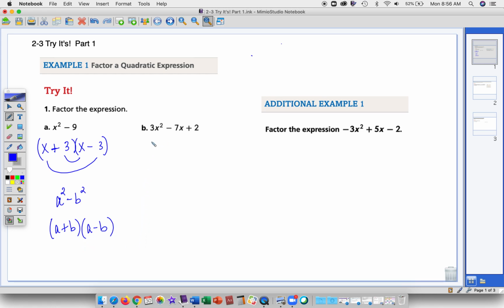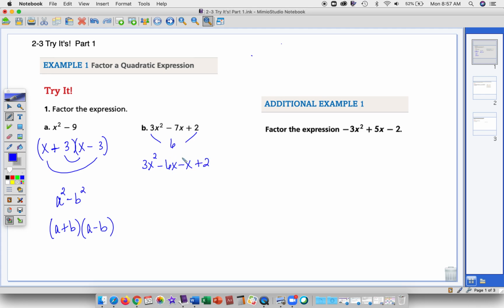Example B. So this is the type where we want to multiply the 3 and the 2. And now we're looking for factors of 6 that will give us negative 7 when we add them together. So I'm going to rewrite this expression using those factors of 6. So I'm going to write it out as minus 6x minus x.